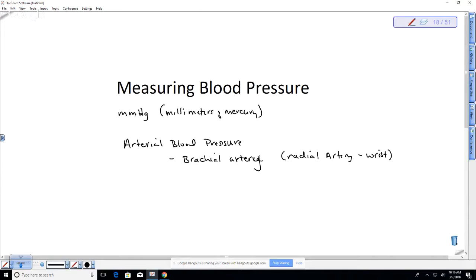So that's the brachial artery. So when we look at that pressure, it generally can be over 120 over about 80 millimeters of mercury. So this is normal. So the high value, this is my systolic pressure. And this is my diastolic pressure.